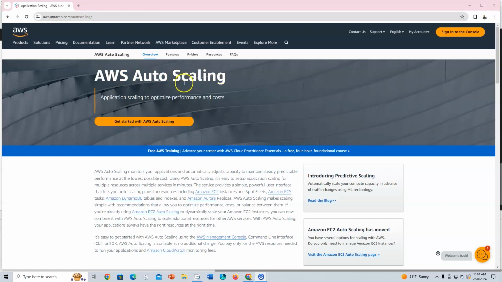AWS has a service called auto-scaling. So what is AWS auto-scaling? Auto-scaling has two parts. Auto-scaling makes sure that I have enough resources to meet my application demand, and it also makes sure that I'm never paying for resources that I'm not using by scaling in and scaling out.